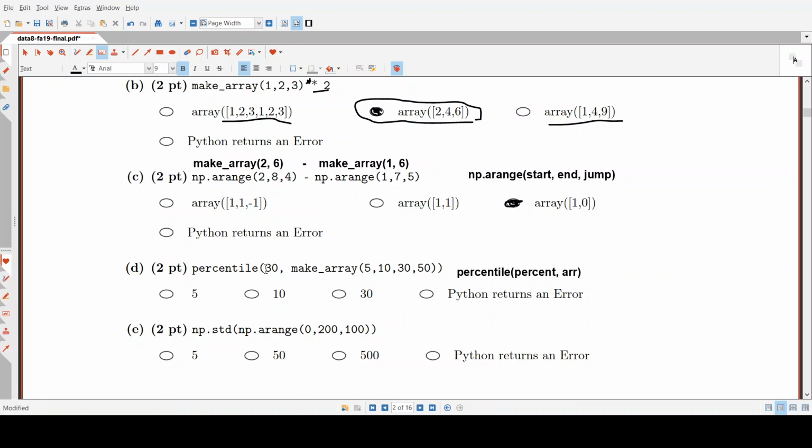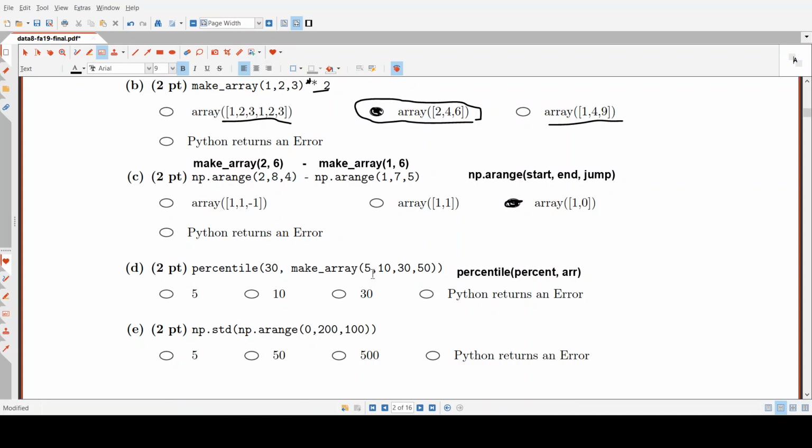So the definition of percentile is: the nth percentile, or in this case the 30th percentile, of an array is the smallest value that is at least as large as n% or 30% of the data. So we want to find the number in this array that is at least as large as 30% of the data in this array.